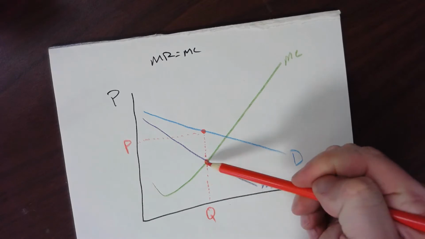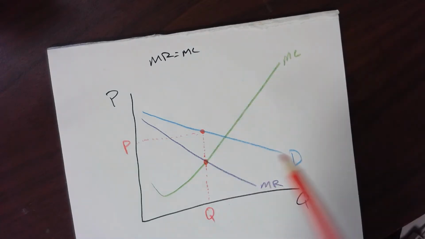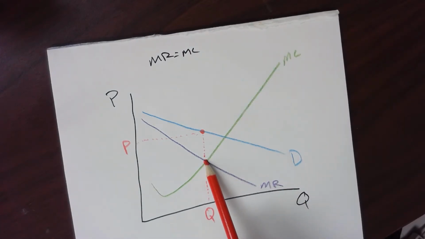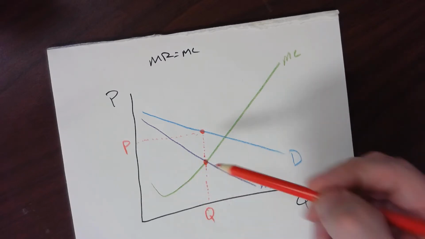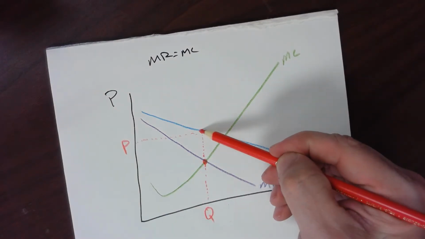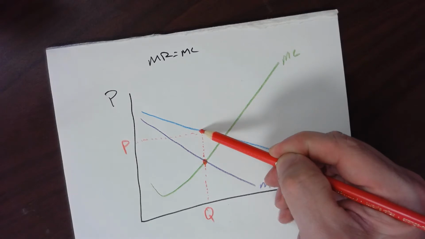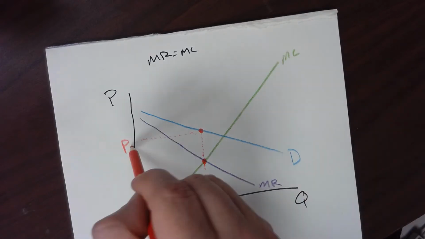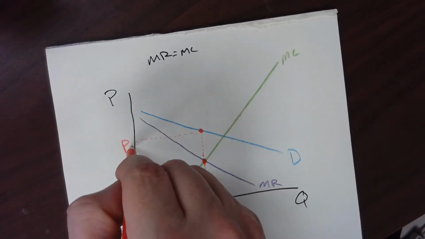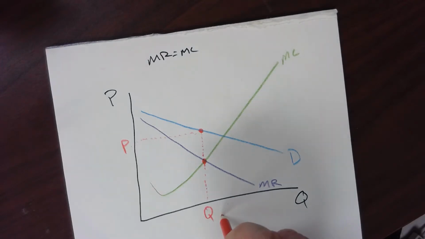So instead of just being MR equals D, a straight line across like what you saw before, you still have MR equals MC, but you follow it all the way up to the demand curve, and that becomes your price quantity combination of production for a monopolist. All right, for a monopolist, a couple things.